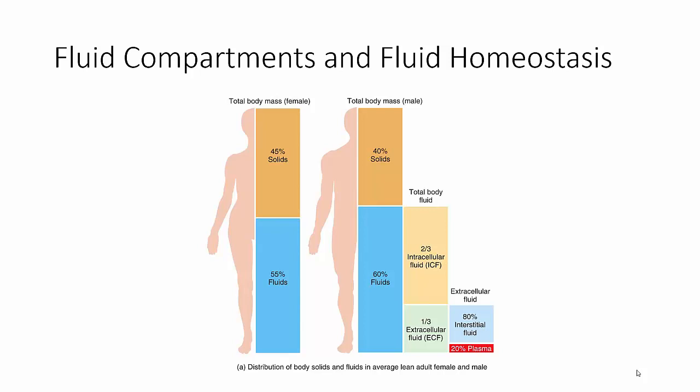About 20% of this ECF is blood plasma, so that's the fluid in your blood plasma. The other 80% is the interstitial fluid. This is the fluid that's between your cells. Again, make sure that you understand these percentages. There will be some questions. You need to know these fractions and these percentages for your exam.